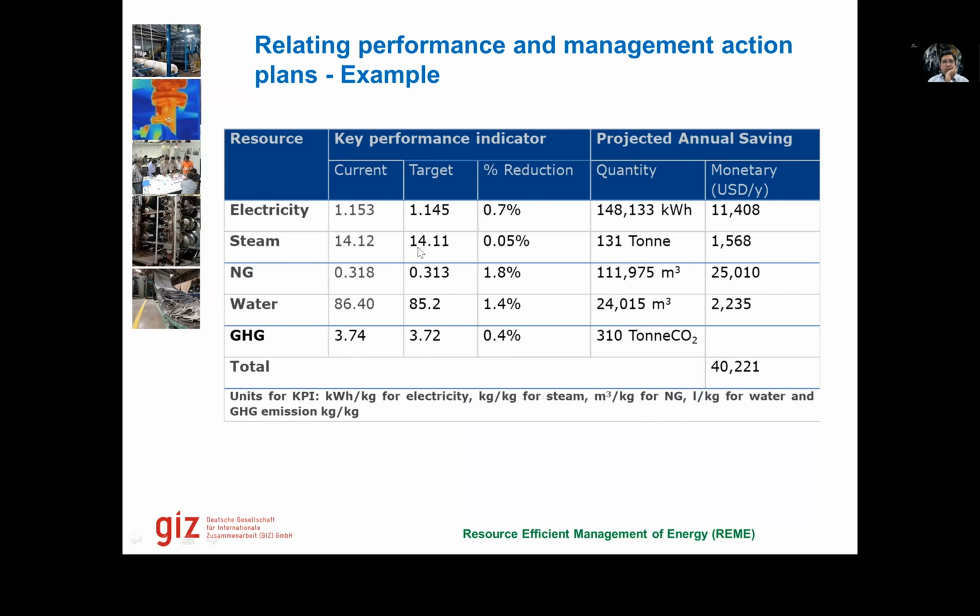Another example, this is a simpler example. If we have simple indicators like kilowatt hour per kilogram or kg steam per kg, these kinds of indicators we could put in our energy report: what is your current value, what will your new values be if you implement all the measures, how much percentage of reduction you can achieve, what will be the quantity of reduction, and how much monetary value you can achieve. So this is also one way of showing the possible savings based on the proposal that we are giving to the factories.